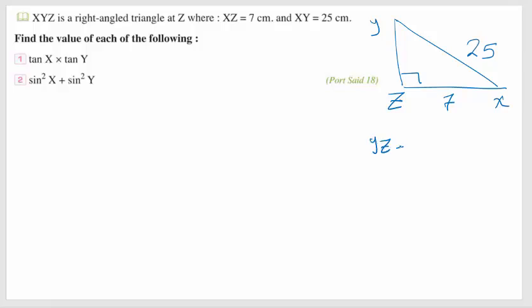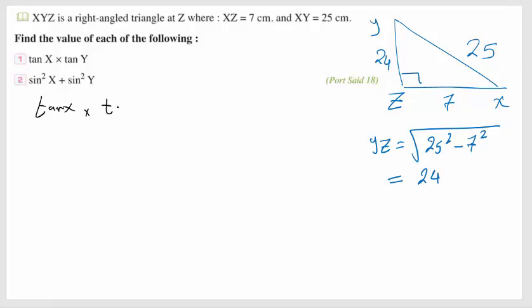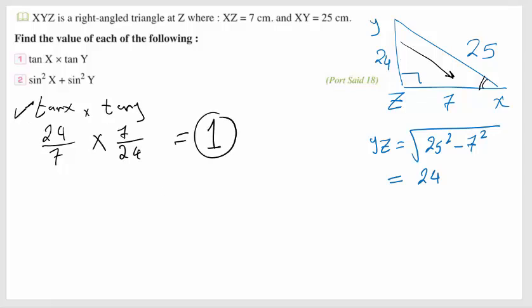So to find YZ, I will take the square root of the greater number raised to the power of 2 minus, or subtracting from it, the smaller side raised to the power of 2, to get 24 centimeters. Let's move to the next point and find what he is asking me for. He is asking me about tan x multiplied by tan y. Tan x, I'm standing at x, opposite over adjacent, which is 24 over 7, and tan y, opposite over adjacent, which is 7 over 24. As you see, they are multiplicative inverses or reciprocals, so their product is equal to 1.